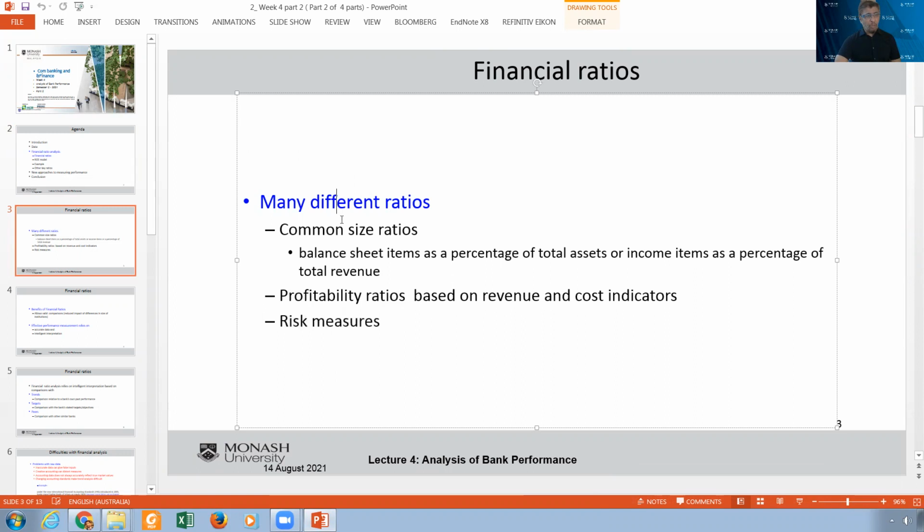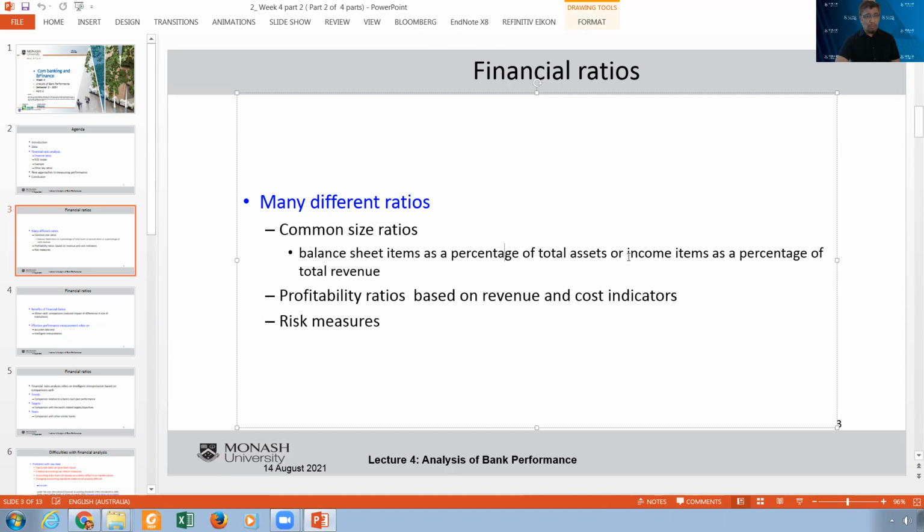measures. Now, if you look, this is balance sheet items as a percentage of total assets, or income as a percentage of total revenues. For example, in the balance sheet, we are talking about the leverage ratio. The leverage ratio is you can take equity over total assets, or you can take liabilities over total assets. And these are all measures of leverage.